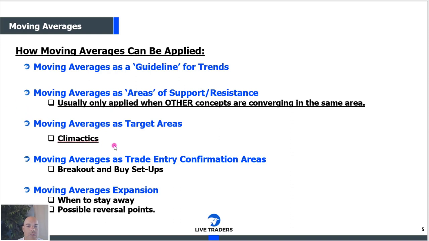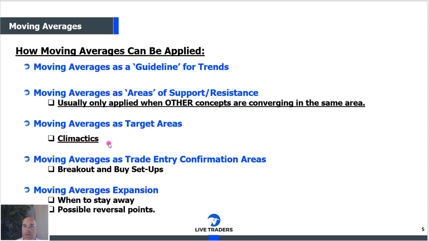All right? It's mainly used for climactics, okay? For those of you who have taken professional trading strategies, you'll know when we look at parabolics and climactics, we're looking for 50% retracements. We're looking for usually that or a moving average. Okay, and that would be a target area.